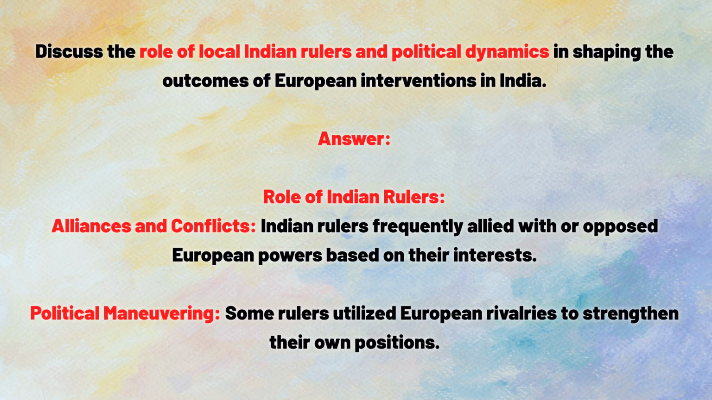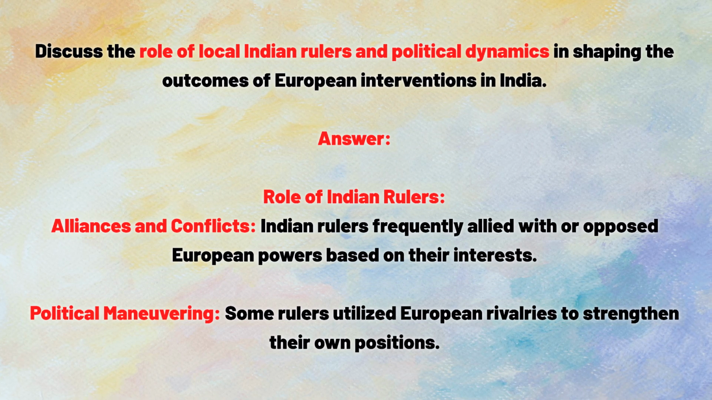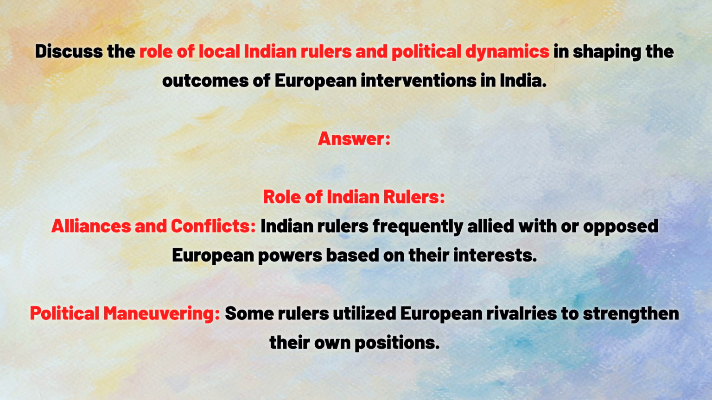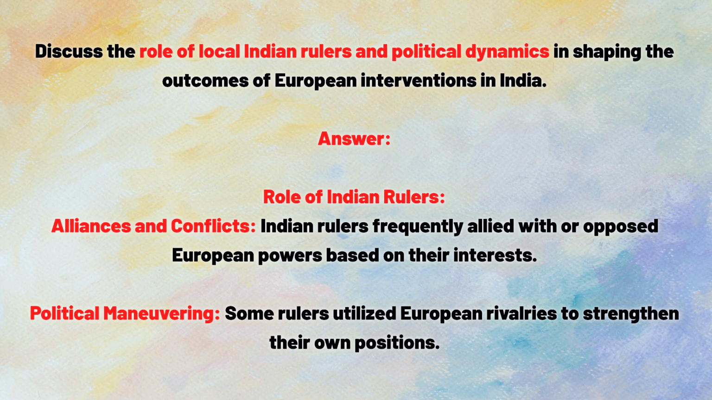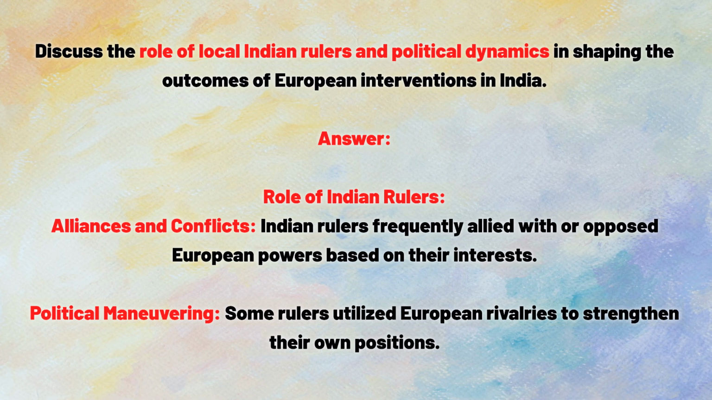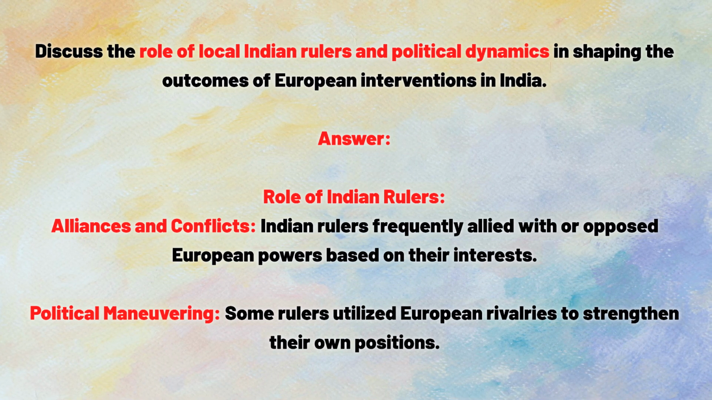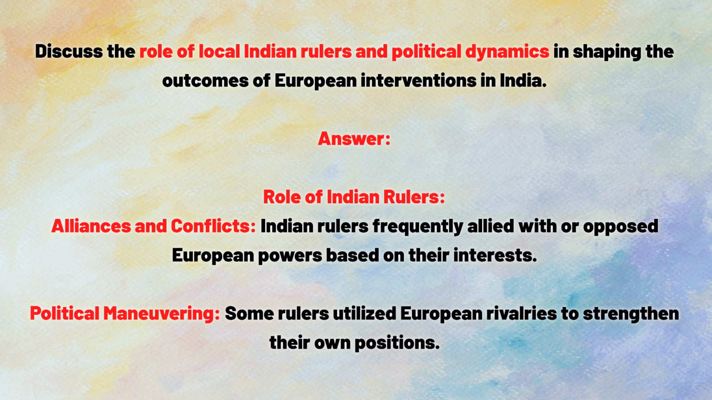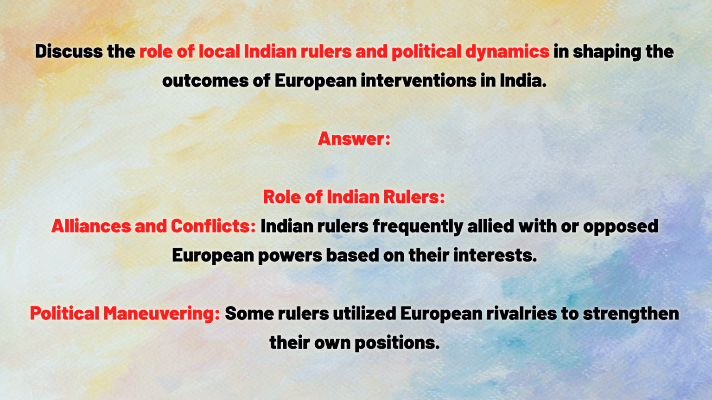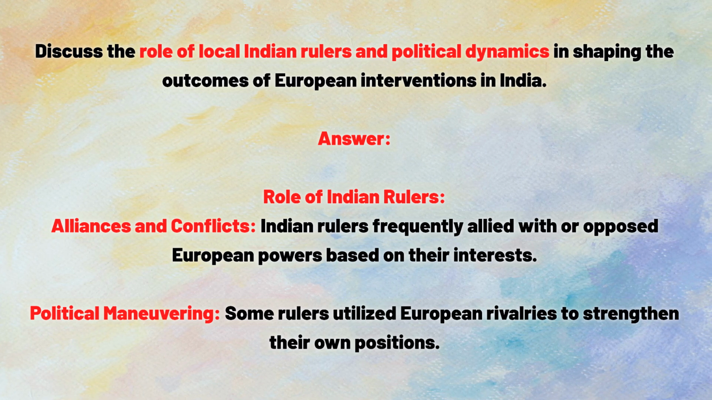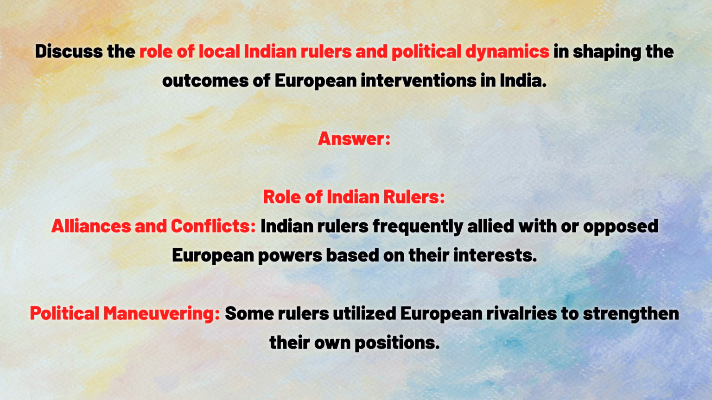Discuss the role of local Indian rulers and political dynamics in shaping the outcomes of European interventions in India. Answer. Role of Indian rulers: alliances and conflicts. Indian rulers frequently allied with or opposed European powers based on their interests. Political maneuvering: some rulers utilized European rivalries to strengthen their own positions.